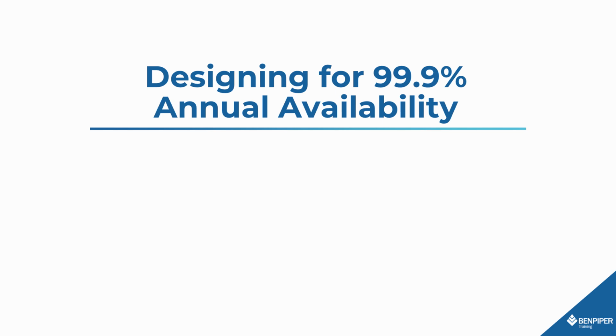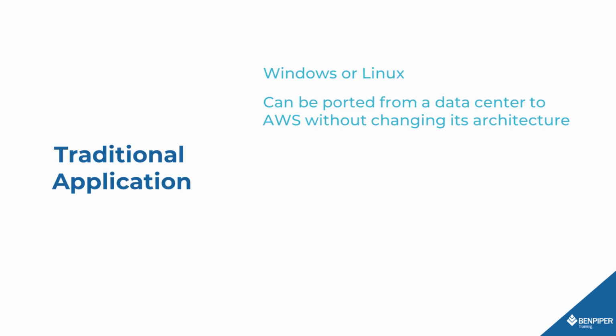The amount of availability you can achieve and how you achieve it depend on your design. In this scenario, we're going to look at how you can achieve 99.9% availability for a traditional web application. Traditional applications are your Windows or Linux apps that traditionally run in a data center.